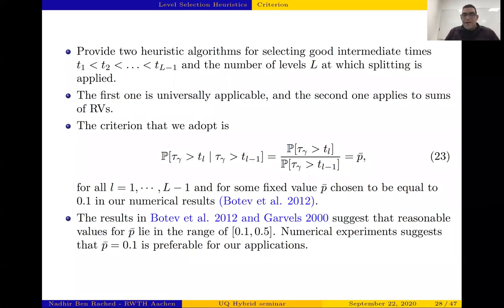The criterion, as I said, is to choose the conditional probability appearing in the product to be equal to P bar independent of the level. And this should be true for all l from 1 to L minus 1, and for some fixed P bar. This P bar is chosen to be equal to 0.1 in our numerical results. The results in these two papers suggest that a reasonable value for P bar lies in the range between 0.1 and 0.5. In our numerical experiments, we suggest a value of P bar equal to 0.1, and this value already gave nice results.